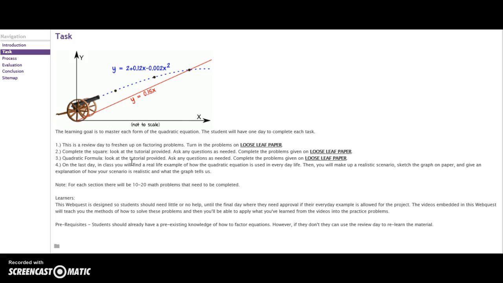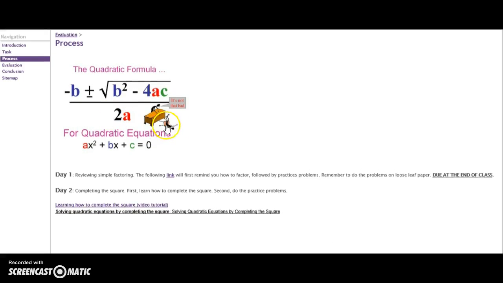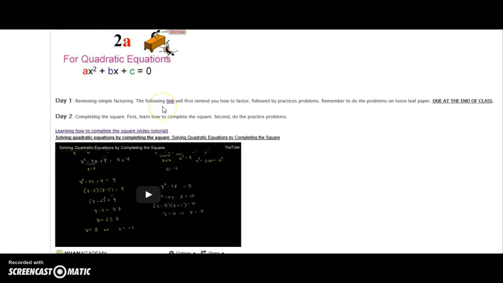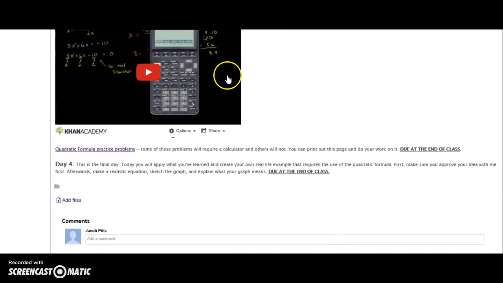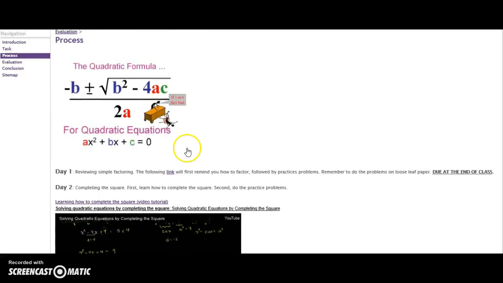Then on the last day, the student will make a real-life example to show that they understand what the quadratic equation is and how it applies to real life. So going to the process page, it follows exactly what I just said. The students will review on day 1. Then step 2 and 3 involve watching the video and then completing practice problems. Then day 4, in class, they won't need a computer that day or anything. They can create their real-life example of the quadratic equation to show their understanding of it.